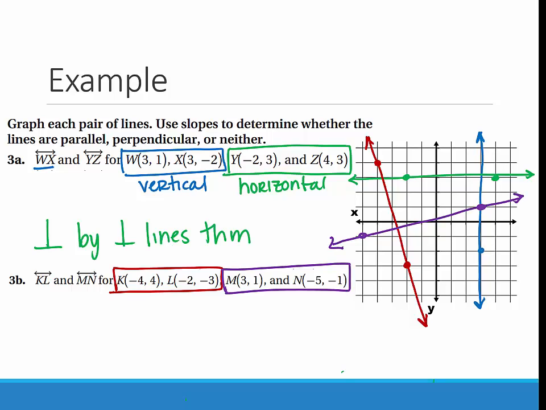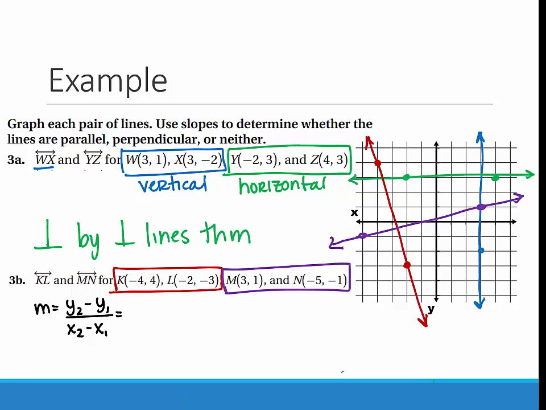Now just glancing at the purple and the red, hopefully you're thinking that they might be perpendicular, but we need to prove it. We can't just say, oh, it kind of looks like a 90-degree angle, so it must be. We have to find the slope of both. So if we look at the red one, we can use the slope formula. It says take your second y minus your first one, divided by your second x minus your first one.